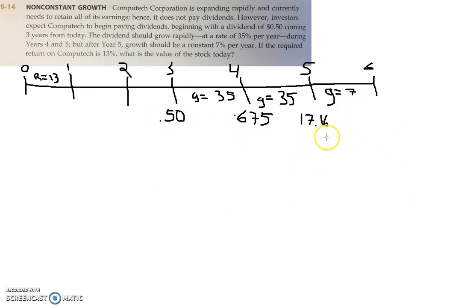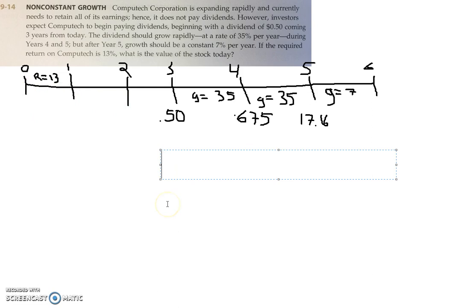So these are our values that we're expected to get before the stock gets to a constant growth state. So what we could do now is manually convert these to present values, right? So the 50 cents is going to be discounted 1, 2, 3 times. The 67.5 cent dividend is going to be discounted 1, 2, 3, 4 times. And then this cash flow right here, which is the year 5 dividend plus the price we could sell the stock for, is discounted 5 times. 1, 2, 3, 4, and 5.